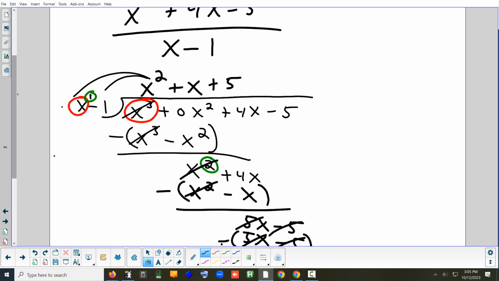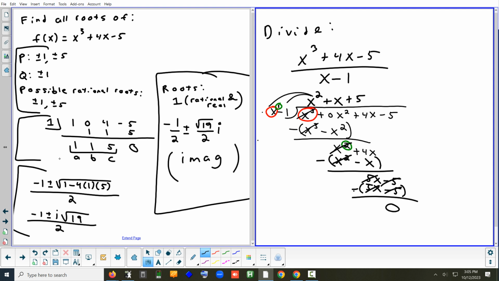So the quotient is x squared plus x plus 5. 1, 1, 5. And if we look back at the other problem we did, 1, 1, 5. Exactly the same thing. Now remember, you can only use synthetic division when you're dividing by x minus a number. If you're dividing by something more complicated, you have to use long division.